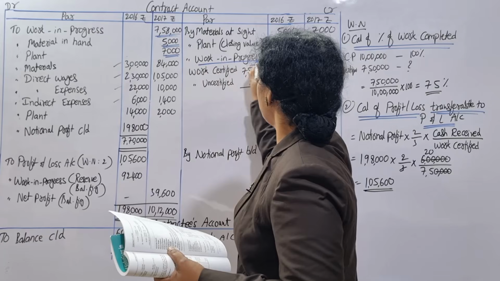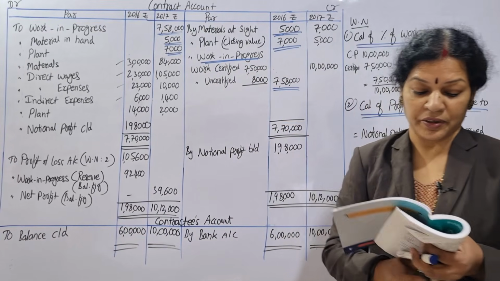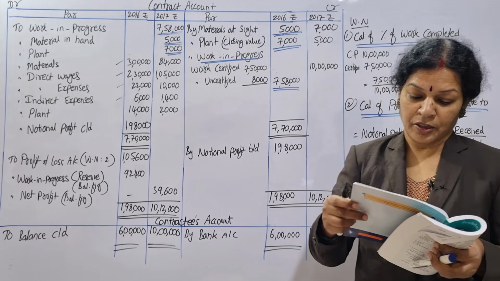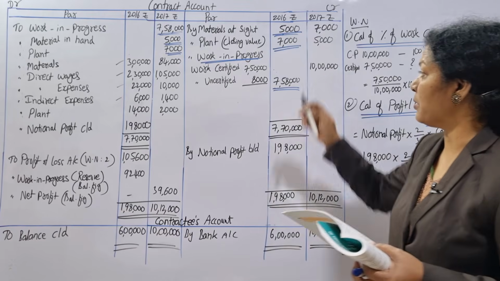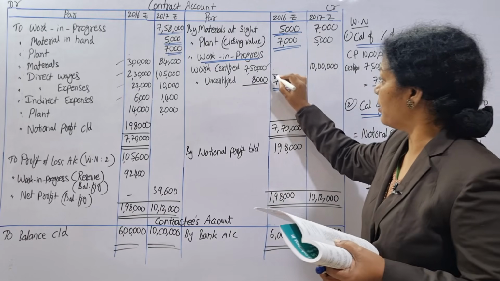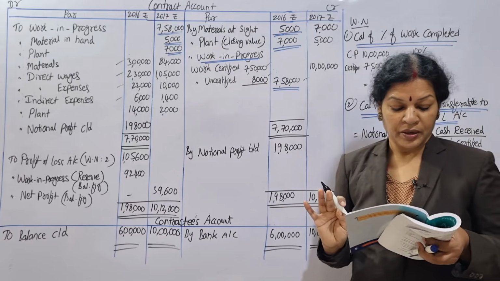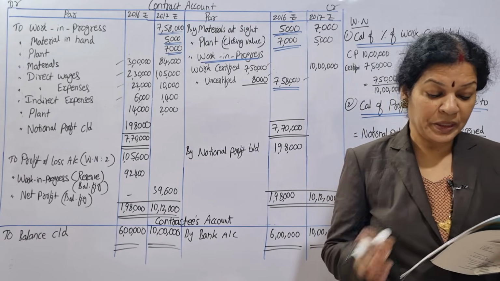So work in progress. Under this column, you'll find work certified and uncertified. Certified is here. How much? 7,50,000 it is here. And uncertified 8,000. Together it is coming to 7,58,000. And now next, material at site.